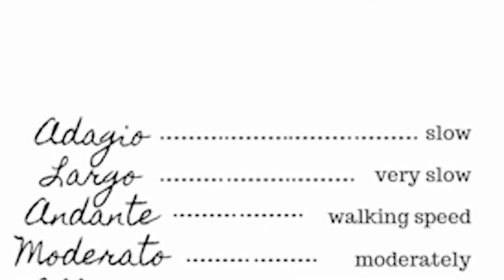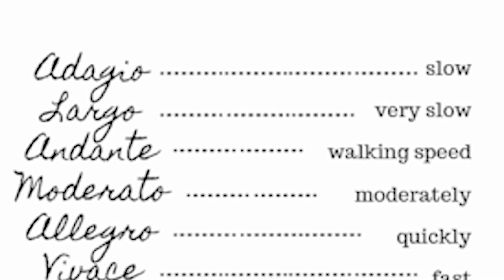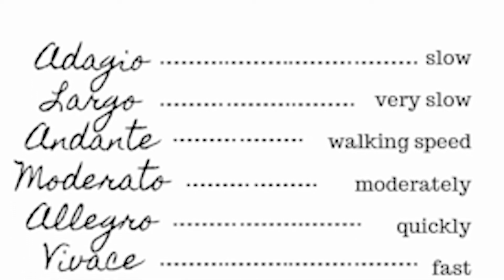Adagio, slow. Largo, very slow. Andante, at walking speed. Moderato, moderately. Allegro, quickly. Vivace, fast. Those are the most common ones, but there are tons of unique ones like con brio, with fire. There is no precise digital specification for each term.